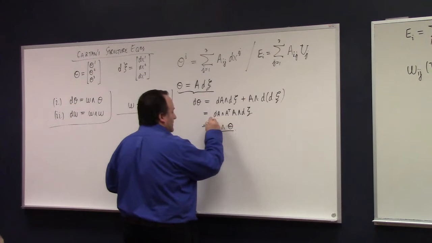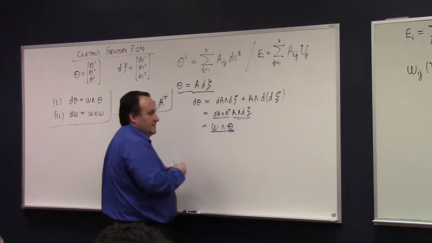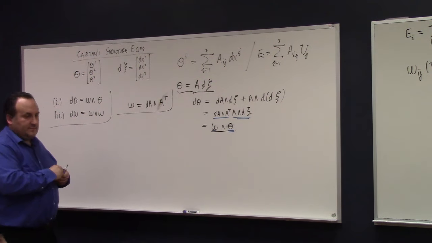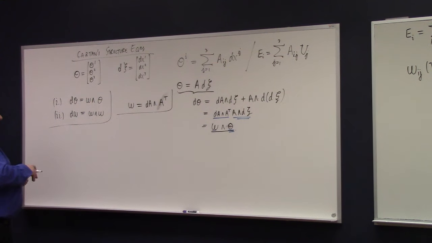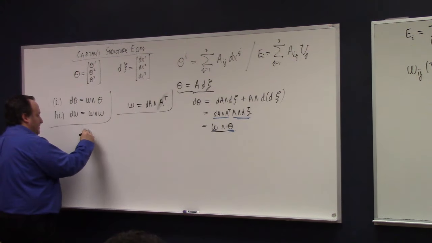So this is that, this is that. Yeah. How about the other one? So there's the proof of 1. 1 is done. Now the proof of 2. D omega, what do we got there?